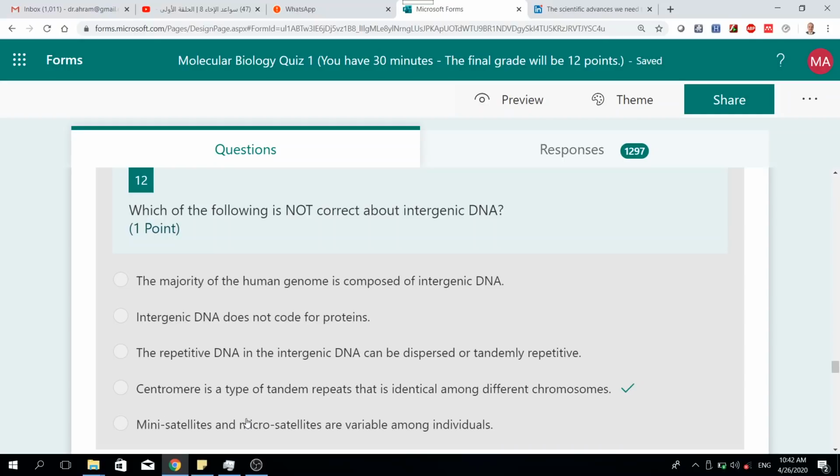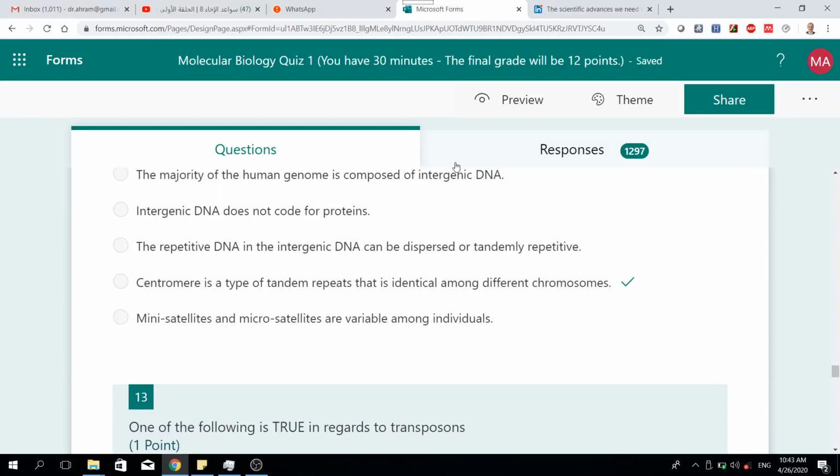Centromere is a type of tandem repeats that is identical among different chromosomes? No, it is not identical. It is similar, but actually different among chromosomes. And that's why we can label chromosomes specifically using probes for their centromeres. Minisatellites and microsatellites are variable among individuals. But yes, that's a true statement. So this is the wrong statement right here. What else do we have?